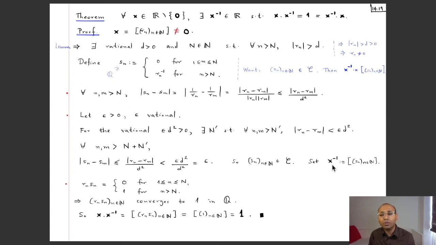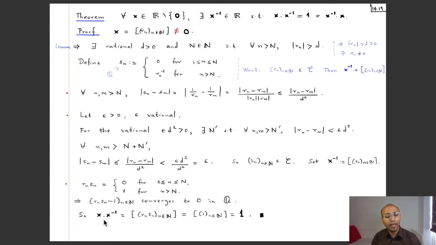So it remains to show that x times x inverse is equal to 1. Now if we calculate Rn Sn, then we note that for little n bigger than this capital N, Sn is given by Rn inverse, so this turns out to be equal to 1. And for the first few, we know that Sn is equal to 0, so that this becomes 0 for little n in between 1 and capital N. So if we look at the sequence Rn Sn minus 1, then for little n beyond this capital N, this is the constant sequence 0, 0, 0, 0, 0, and so of course it converges to 0 in Q.